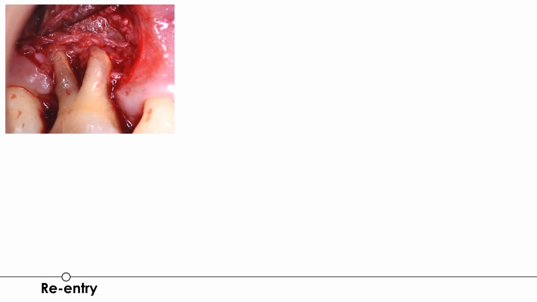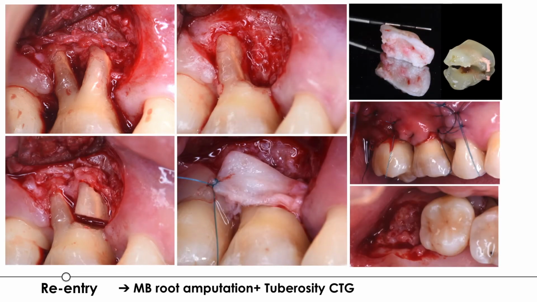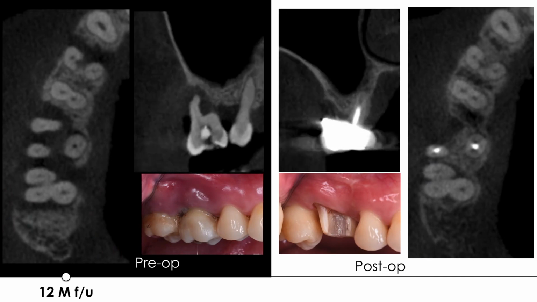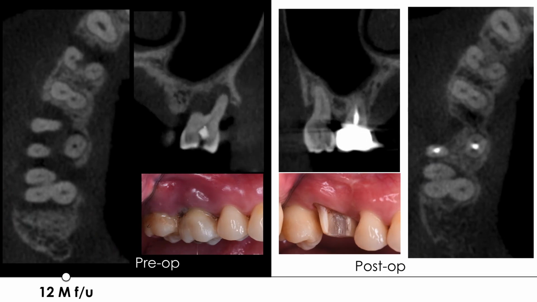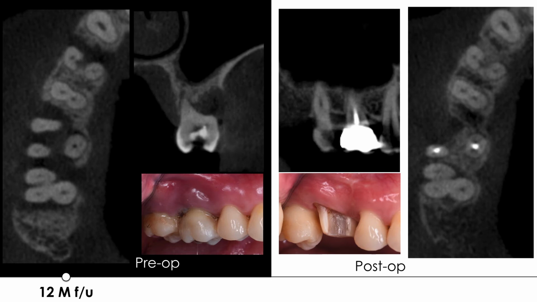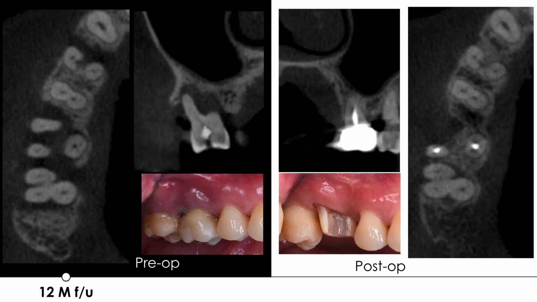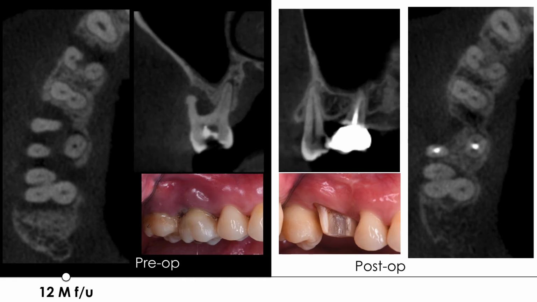At re-entry, we can see the resorbed root and regenerated newly formed granulation tissue. After removal of the mesial root, a tuberosity CTG was utilized to augment the keratinized gingiva to provide tissue stability over time. At 1 year, when compared pre-op and post-op CBCT, the radiographic bone fill indicate the prognosis of the tooth was significantly improved after the treatment.